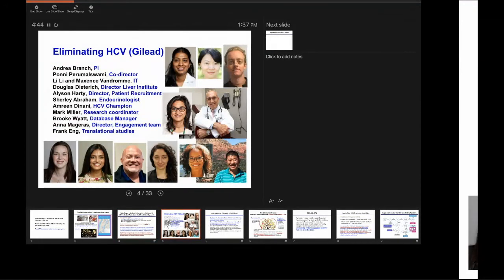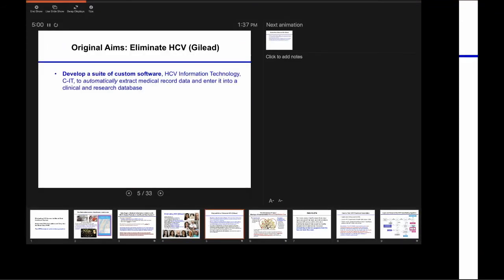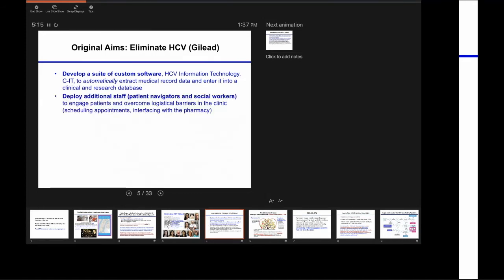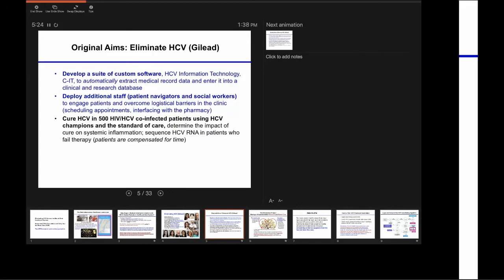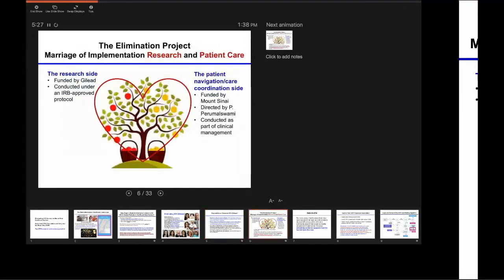So this is the wonderful team who's working on this project. I think pretty much you know everybody here. These are the various tasks that people are attending to. The original aims of a grant that I got from Gilead to eliminate Hep C were first to develop software, and Max has really been the lead on this, working with Lilly, and then to deploy additional staff, also supported by the grant, to help with engaging patients in care.